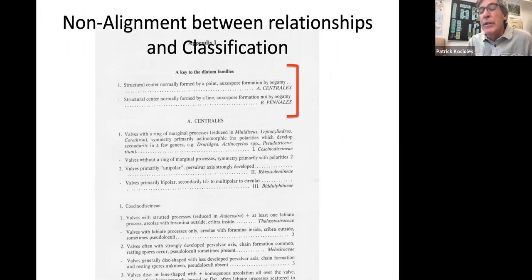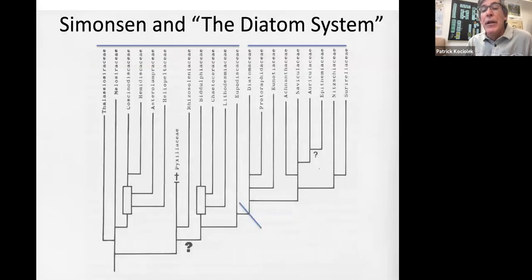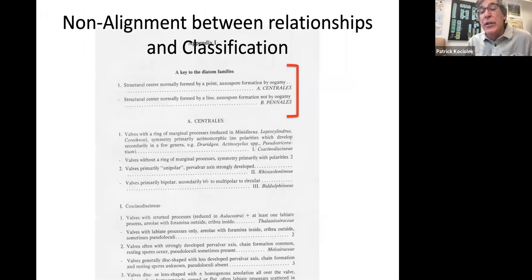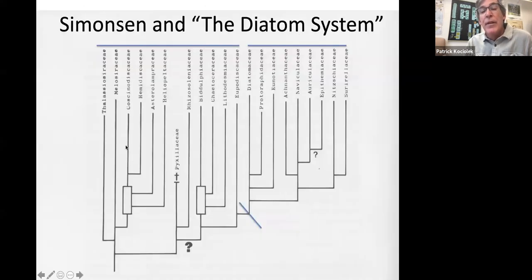So this is Simonson in 1979. He suggested that there was a centric pennate split in his classification, but in fact, in this system, here are quote unquote centric diatoms. They're non-monophyletic. Pennate diatoms are monophyletic, but interestingly, in Simonson's approach, the evolution of the raphid looked like he was suggesting it happened twice, here in the Eunotiaceae and separately in the other raphid diatoms that we know.